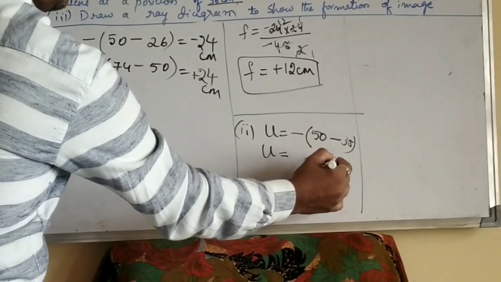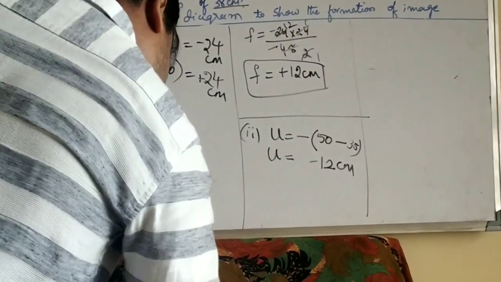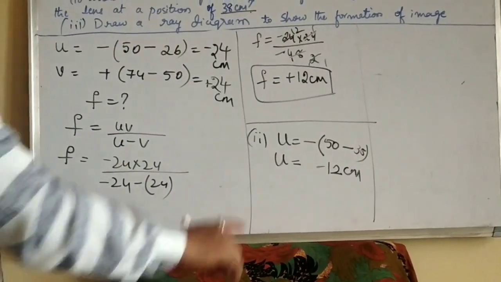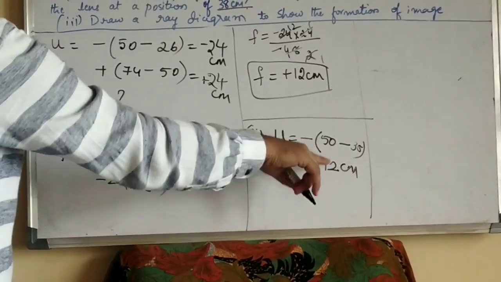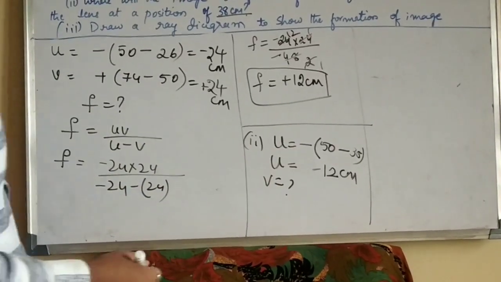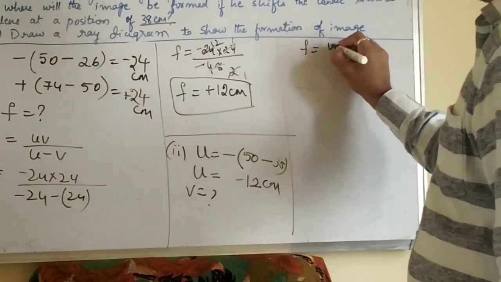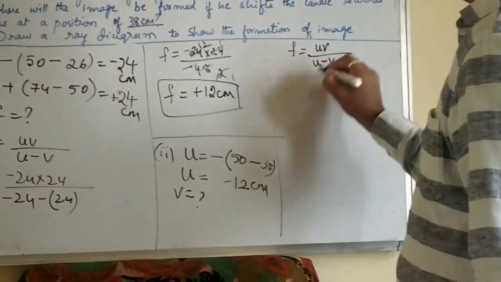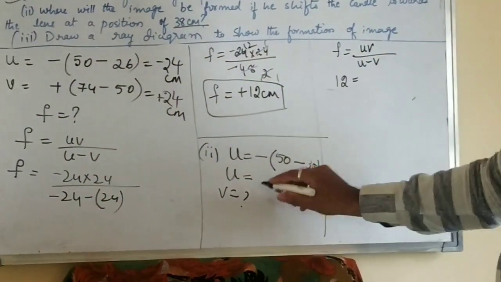What you will get? Minus 12 centimeter. So what you will get is u is minus 12 centimeter. Now for this shift, for this new object distance, you have to find out what is the image distance. Again use the same formula, f is equal to product by difference. So f is the focal length we have found out, 12 is equal to, then u is how much?